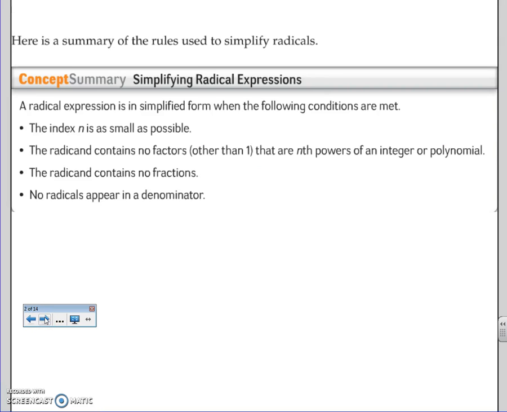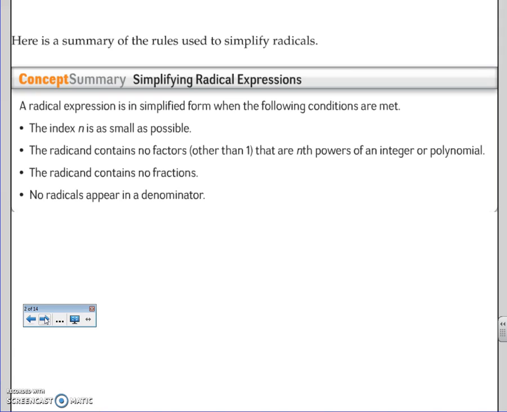So, look at this table. You gotta be able to simplify radicals. Notice the first two conditions or rules happen automatically when simplifying, but it's the last two that require a little extra work. But basically they say no fractions in the root signs and no root signs in the denominator.